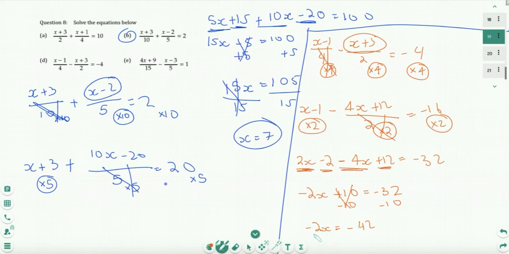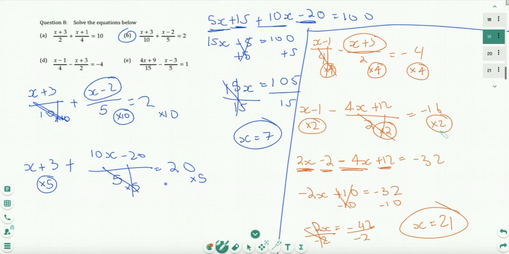Then x is being multiplied by minus 2. So to get rid of it, we're going to divide by minus 2. Balance it by dividing by minus 2 here. Minus 2 divided by minus 2 cancel out. So we're left with x equals negative 42 divided by negative 2 is 21. And this is our answer.